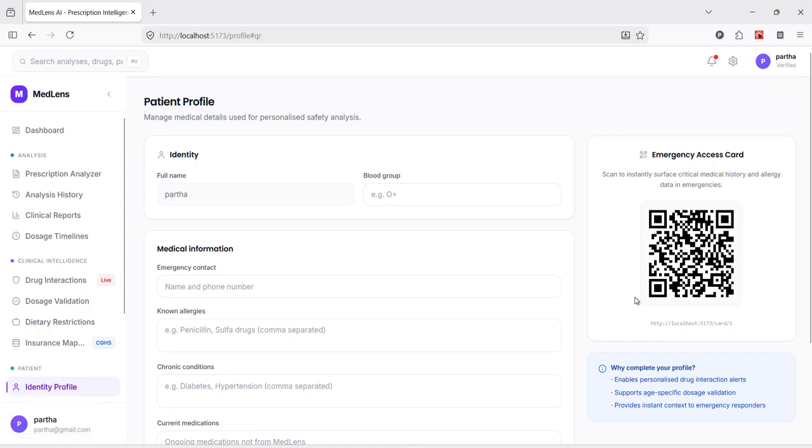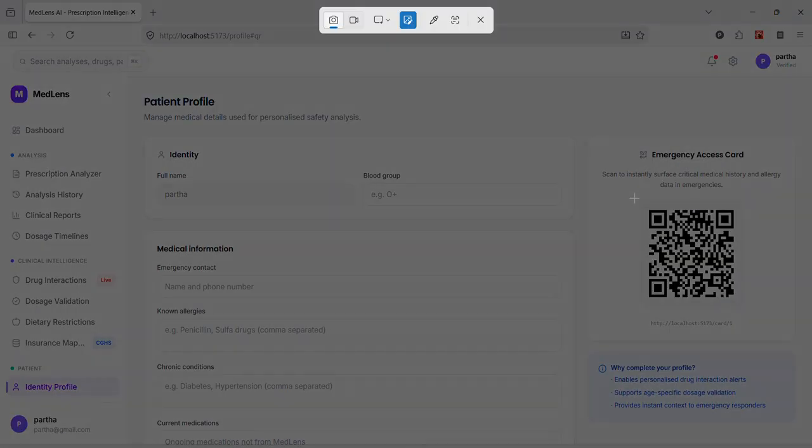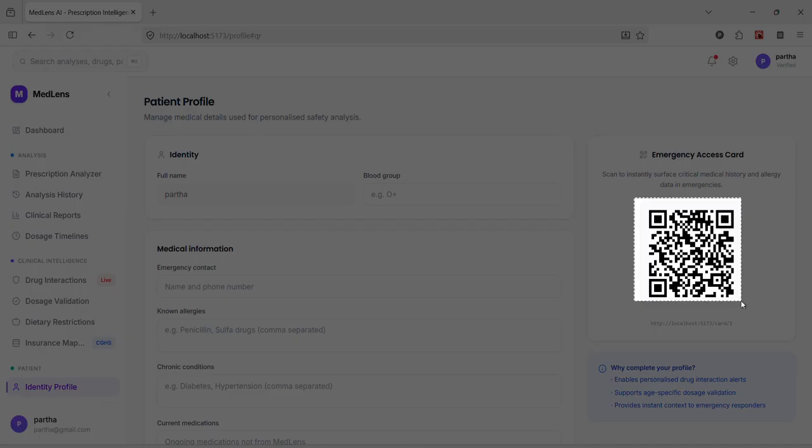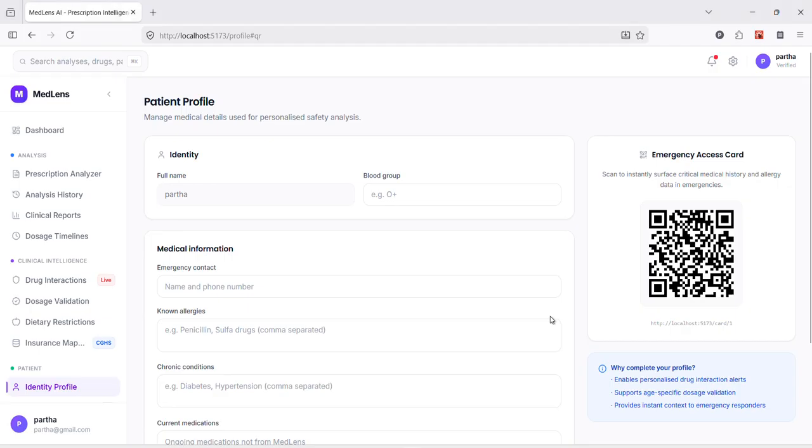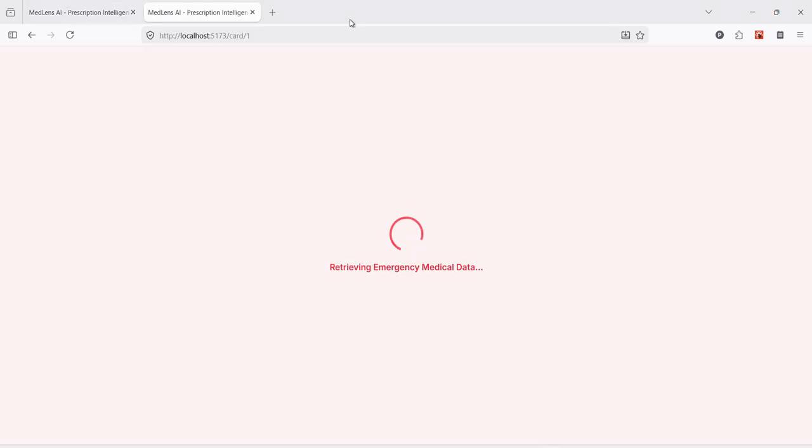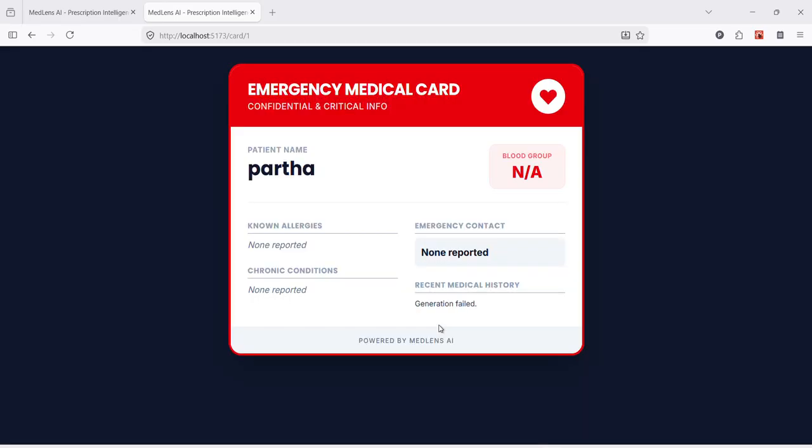This is the emergency access card. If the patient meets with an accident and is unable to tell the doctor what they're allergic to or what medicines work for them, then the doctor can simply scan this QR. A new page opens which shows what the patient is allergic to, what medicines best suit their body, and also tells the doctor about their previous medical conditions.